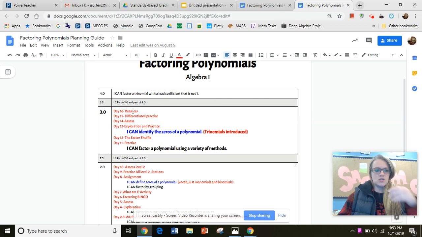So for each unit, I give 3 in-class assessments, and then they are still allowed to reassess outside of class time if they would like to do that. So that's how I use my scales to plan each of my units.